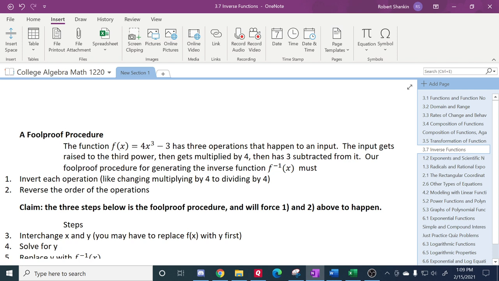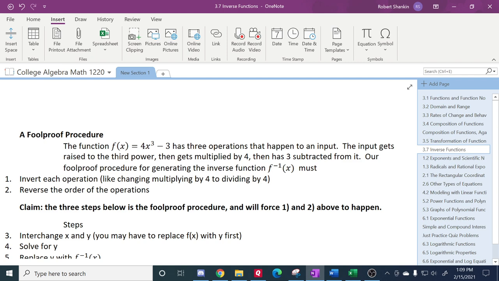So for instance, if x was 10, the very last thing we'd be doing would be subtracting 3. But that's going to be the first thing we do, because when we do the inverse and add 3, that's got to happen first. So we have to reverse the order. Now the claim is that the 3 steps below are the foolproof procedure that will force each operation to get inverted, and it will reverse the order of the operations.